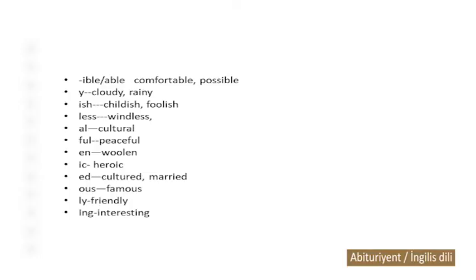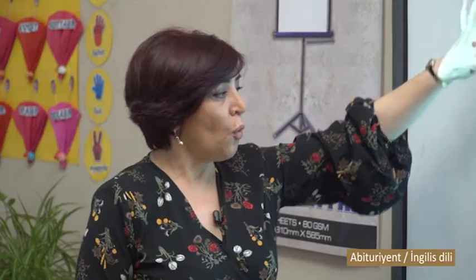And what about derivative adjectives? I give into your consideration the most productive adjective-forming suffixes. They are: IBLE or ABLE, to form derivative adjectives. Comfortable, possible, impossible, etc. All these suffixes, dear friends, are added to the end of nouns to form derivative adjectives.